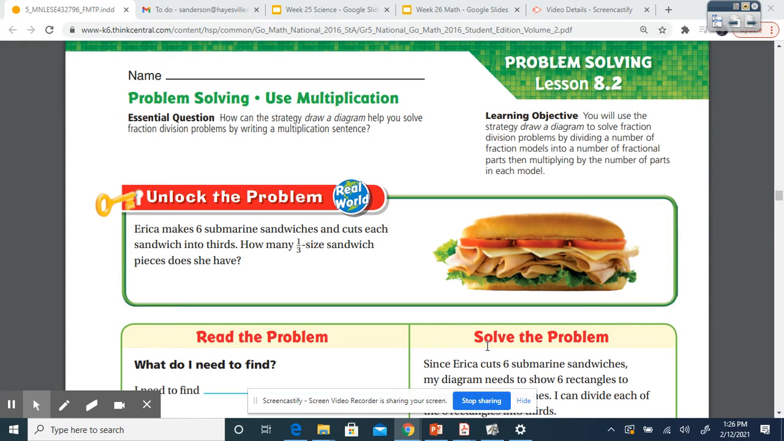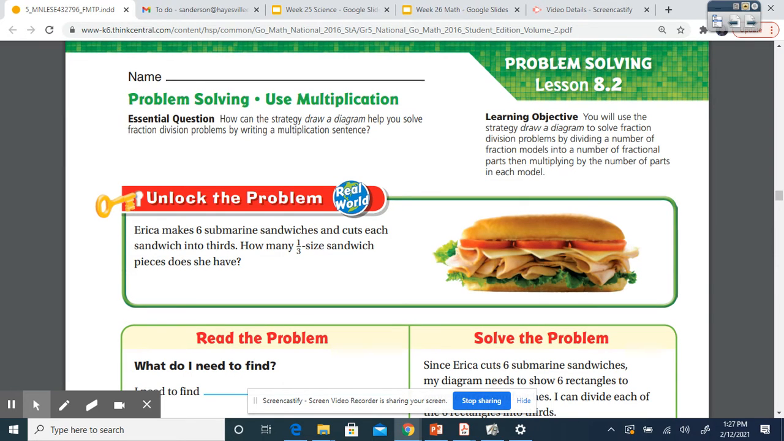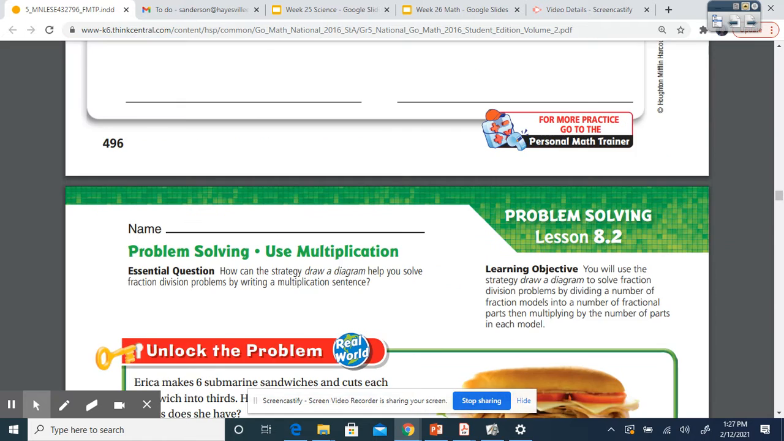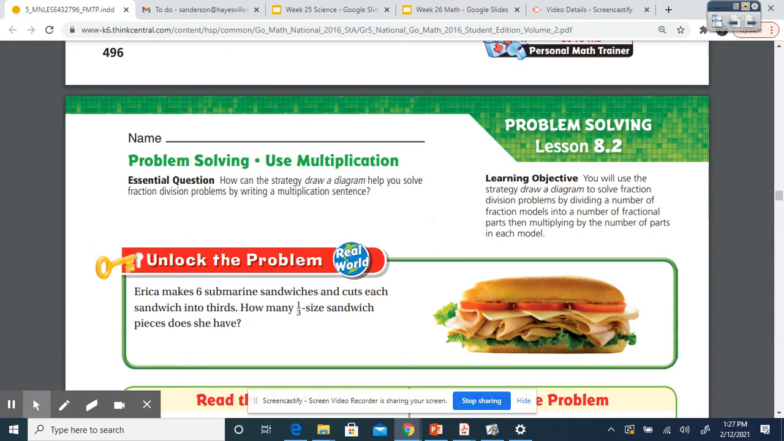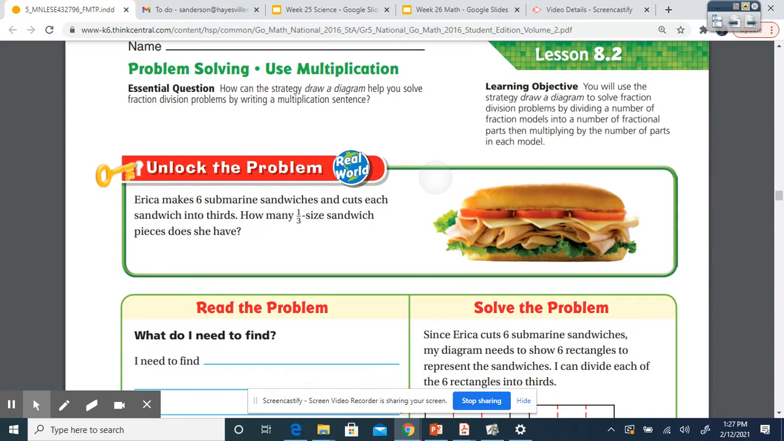Hey guys, so today we are going to be practicing fraction division, but we're going to use the strategy of drawing a diagram to help us solve fraction division problems by writing a multiplication sentence. So that is our essential question for today. If you want to follow along, I am on page 497.